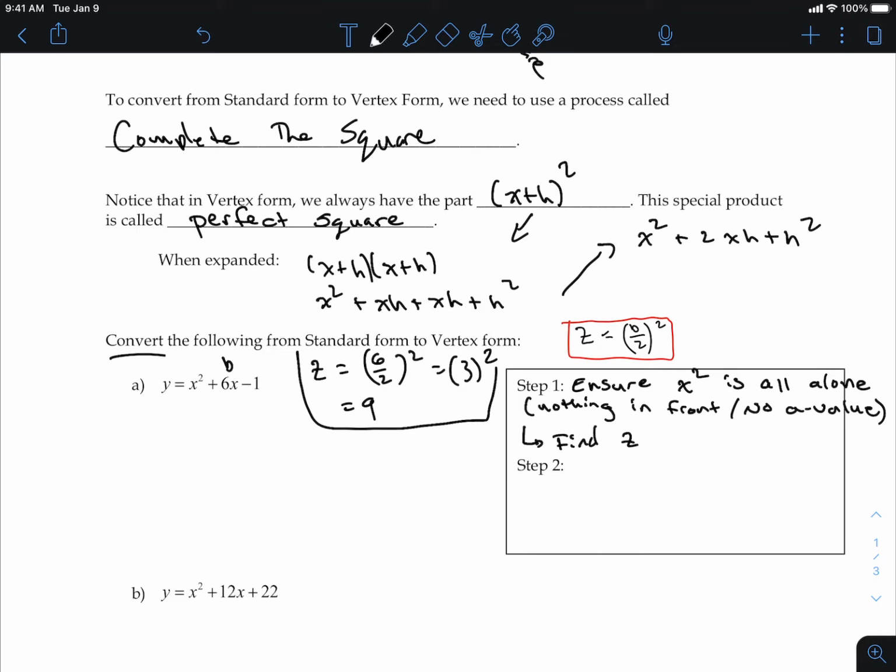Okay. Step 2. Here's what we have to do. I'm going to write this in a different color so you guys can see the segregation. Add Z and subtract it. Here's the part that everybody doesn't like. Just everybody relax. We're going to add it and subtract it at the same time. And something magical is going to happen.